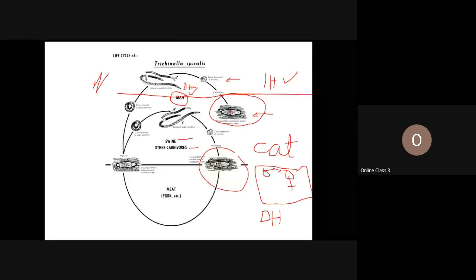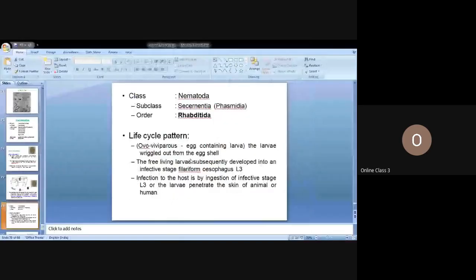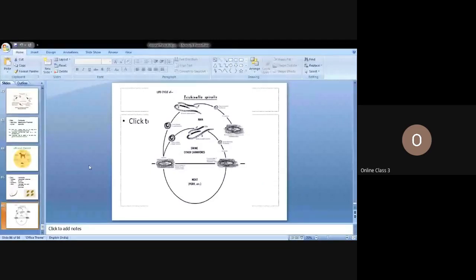Okay, with this we complete our general life cycle. If anyone has any doubt, please let me know. You can ask, you can just type in the chat section, or you can unmute yourself.